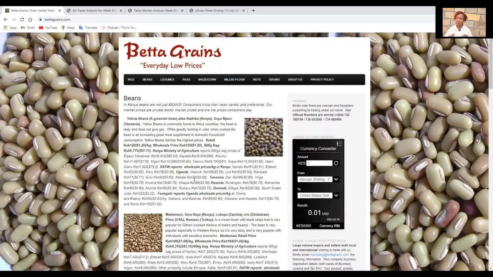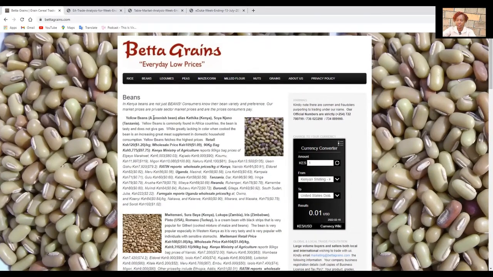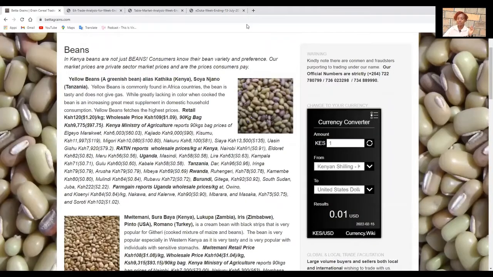And so initially it was just to give people a picture of the bean and the definition of the bean. If you look with me on this, for example, we're talking about the yellow beans. Allow me to just make it a bit larger. Yellow beans, we have a picture of the yellow beans. And on the inside, you'll see where we have the Kenya name, and we also have a Tanzania name based on where it's coming from.